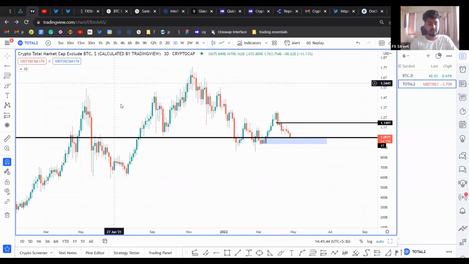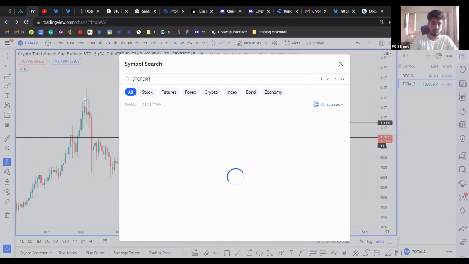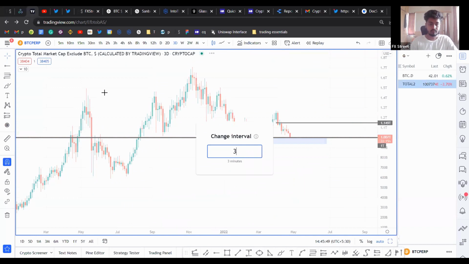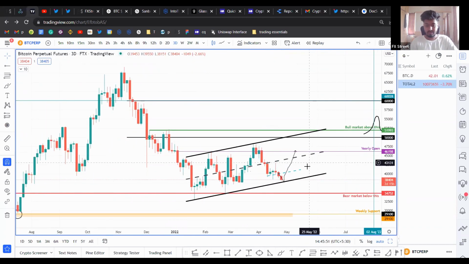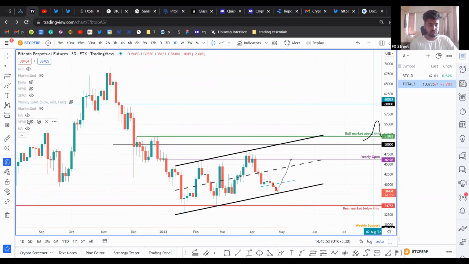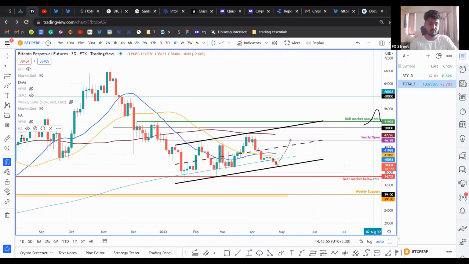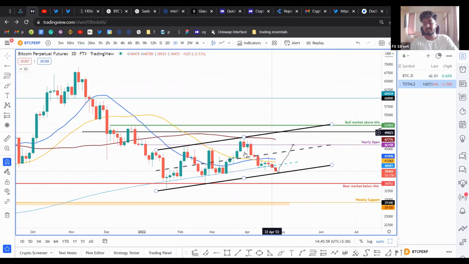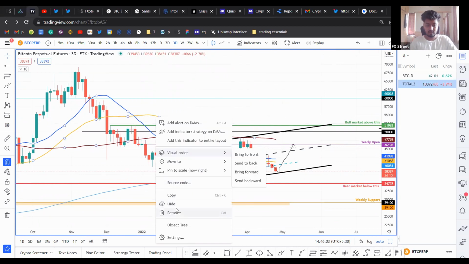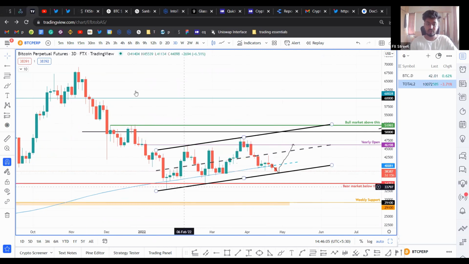Taking a look at the Bitcoin chart, the 3-day chart has been pretty much the same. What I don't like about this, if you've watched my videos for the past 2 or 3 weeks, is that I've been talking about this as a parallel channel. But what's really interesting about this channel is the 200 moving average on a 3-day time frame. This level has been immaculate in reversing the trends.